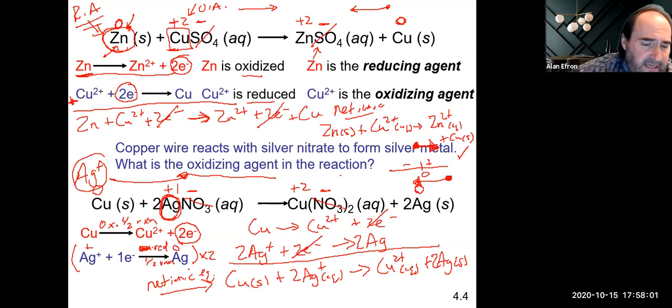Our reducing agent in that case would be the copper here. So this would be our reducing agent, the copper on this side. Any questions on that there?